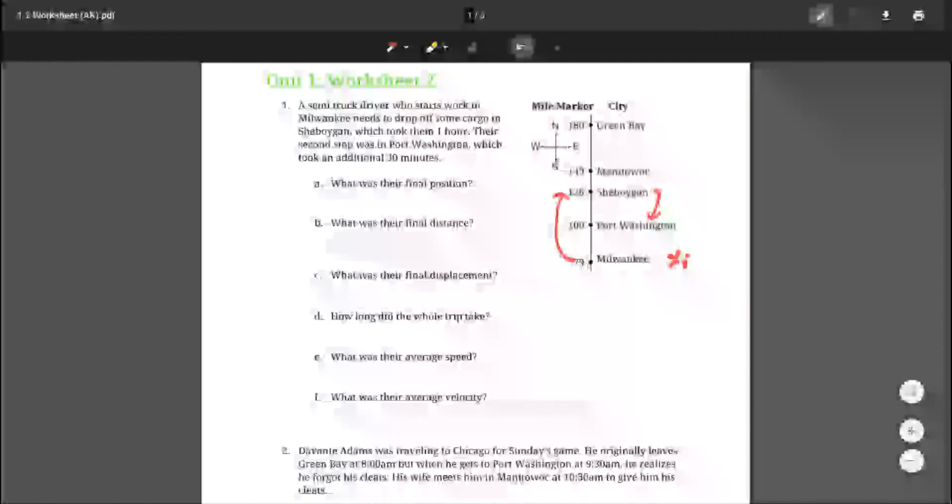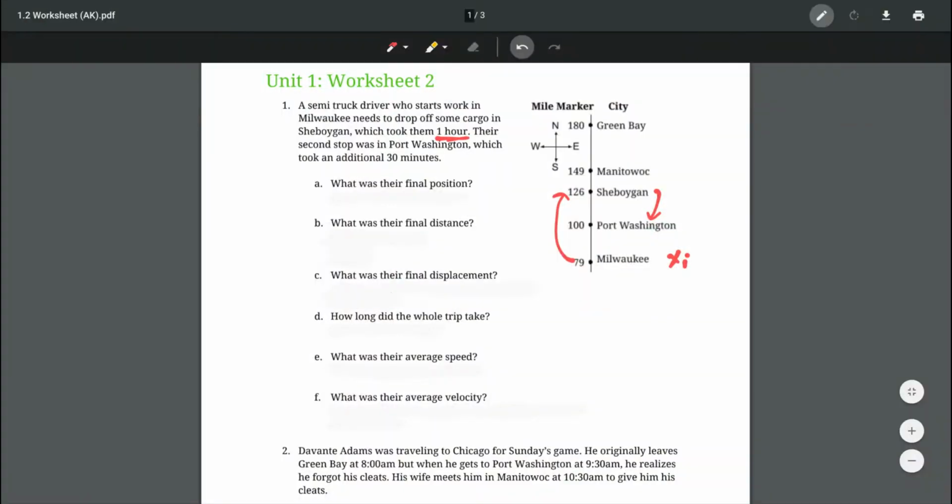And then after Sheboygan, they go back down to Port Washington. And so here, we're going to have some interesting things happen because they change direction. Originally, they go north, and then they go south. It tells us that the first part of their trip took 1 hour and the second part took 30 minutes. So the final position is Port Washington. We can also call that mile marker 100.